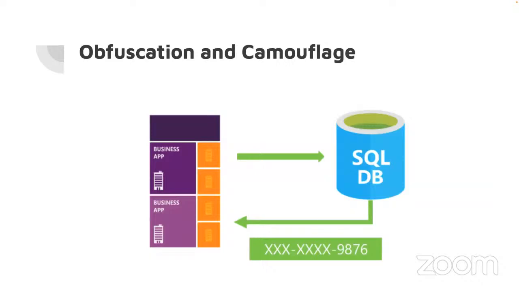Under obfuscation and camouflage, we have things like data minimization. Don't collect sensitive information that you don't need. There's tokenization, replacing personal identifiers with unique strings in a lookup table. And hashing, replacing sensitive information with irreversible or alternative identifiers. If you add salting to those values with a random number, it'll make them even more resistant to attacks.